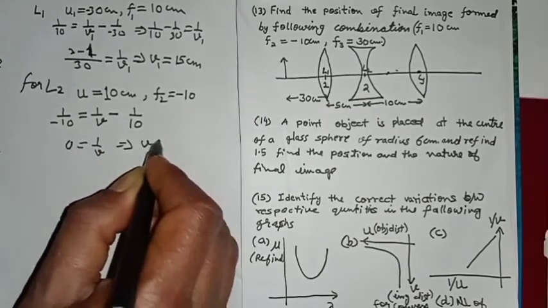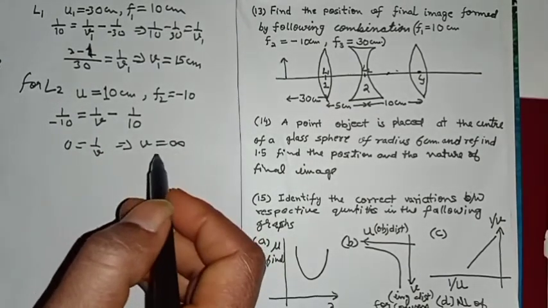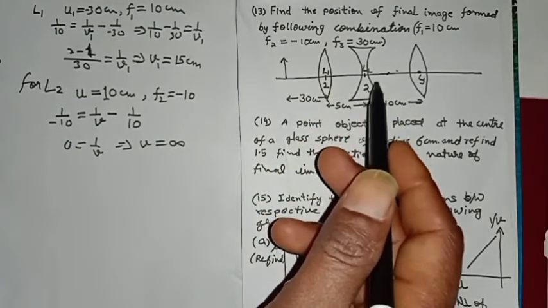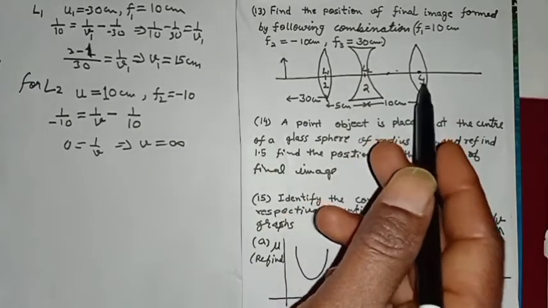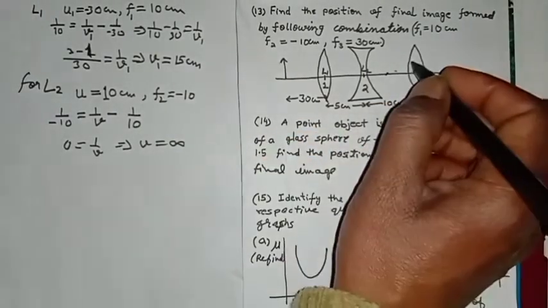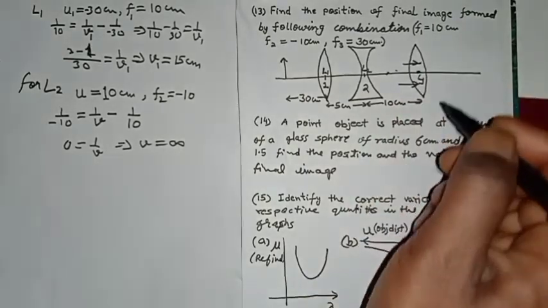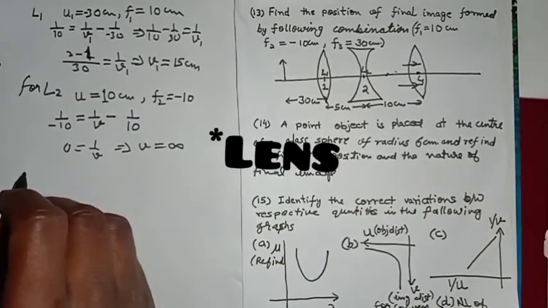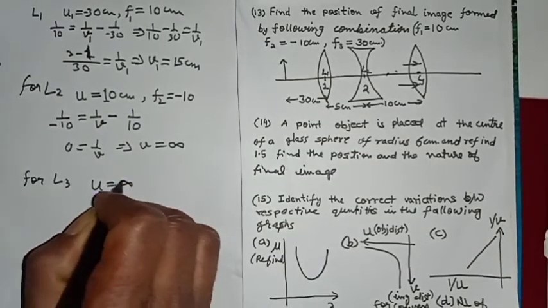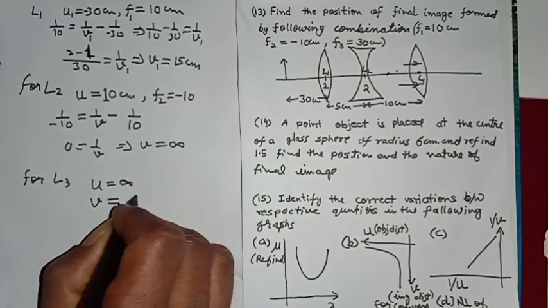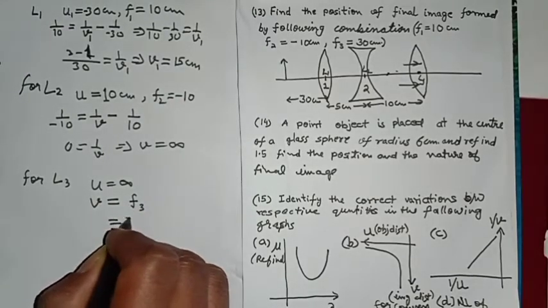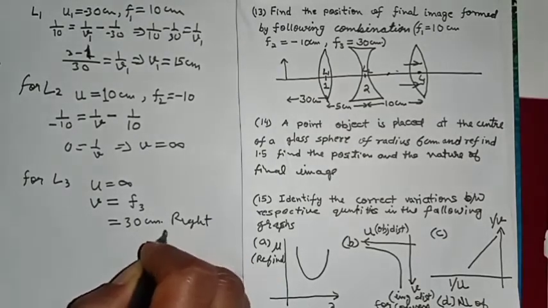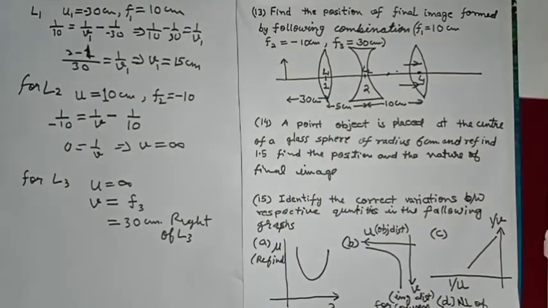So, that's surprising. u is infinite, v is infinite here. You can see how it is possible. It means a parallel beam is incident on the convex mirror, not exactly in the same way as I have drawn, but it is something like this. So if u is at infinity, the image will be at focus. So it will be at 30 centimeter toward the right.